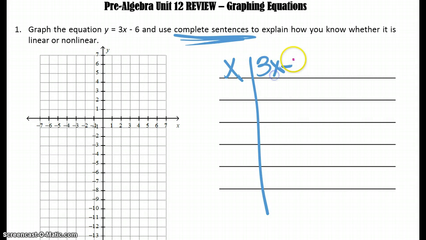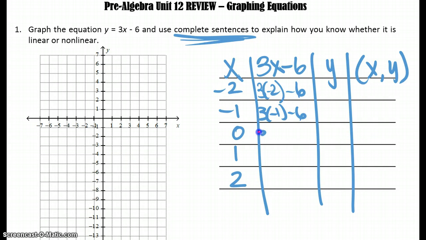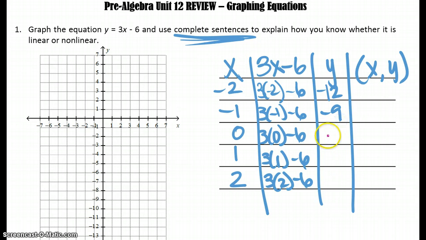So I have y, then your equation, 3x minus 6, then y, then your ordered pair, which is x comma y. So x would be negative 2, negative 1, 0, 1, 2. That's the same for all equations. This is 3 times negative 2 minus 6, 3 times negative 1 minus 6, 3 times 0 minus 6, 3 times 1 minus 6, and 3 times 2 minus 6. So my y values are negative 12, negative 9, negative 6, negative 3, and 0.